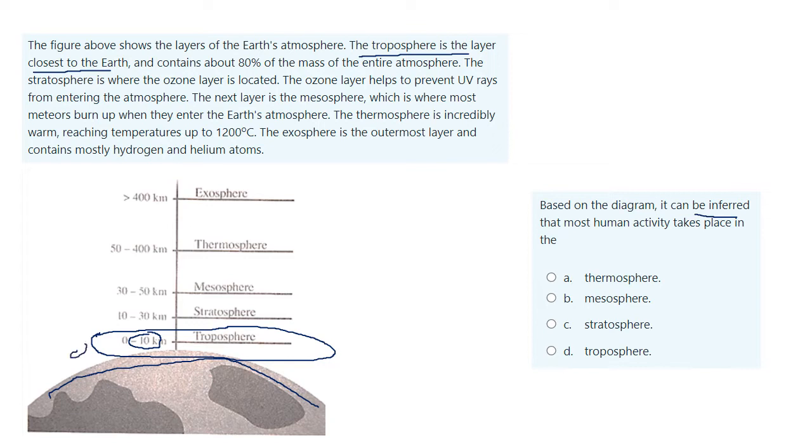People live and walk on the surface of the Earth. They have their houses on the surface of the Earth. They fly in planes. And the planes would be probably not more than 10 kilometers above the surface of the Earth. So the correct answer is the troposphere.